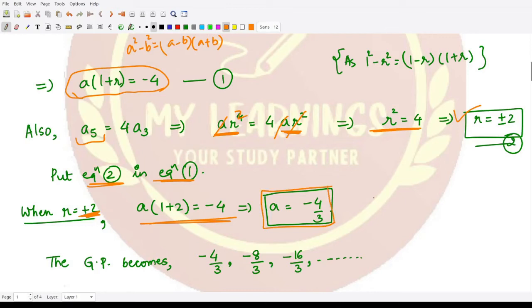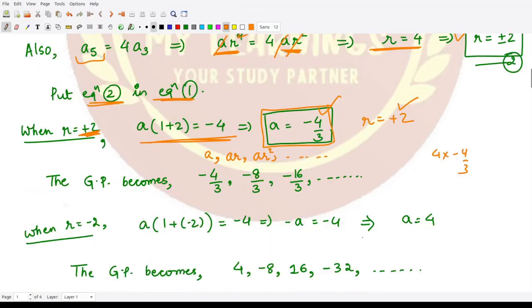So in this case, when r is equal to plus 2 and a is equal to minus 4 by 3, the GP would become: the first term would be a, the next term would be a r, the next term would be a r square, and so on. So the first term is minus 4 by 3, the next term is a multiplied with r, which is minus 8 by 3. The next term is a r square. r square is 4, and 4 into minus 4 by 3 gives you minus 16 by 3. So you can have all the terms in this way when r is equal to plus 2.